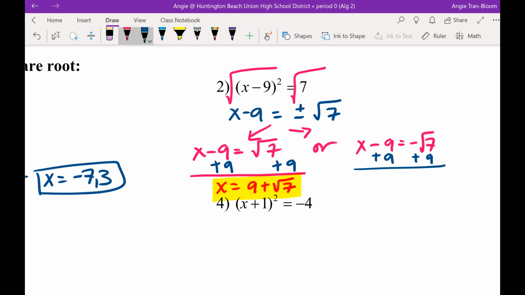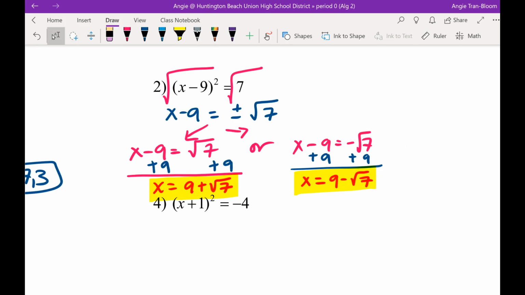Then you're going to end up with, what would the answer on this side be? 9 minus rad 7. Totally okay to have non-perfect numbers just like that. Radical 7 is an irrational number. Okay. Some of you eventually probably like to write it this way.